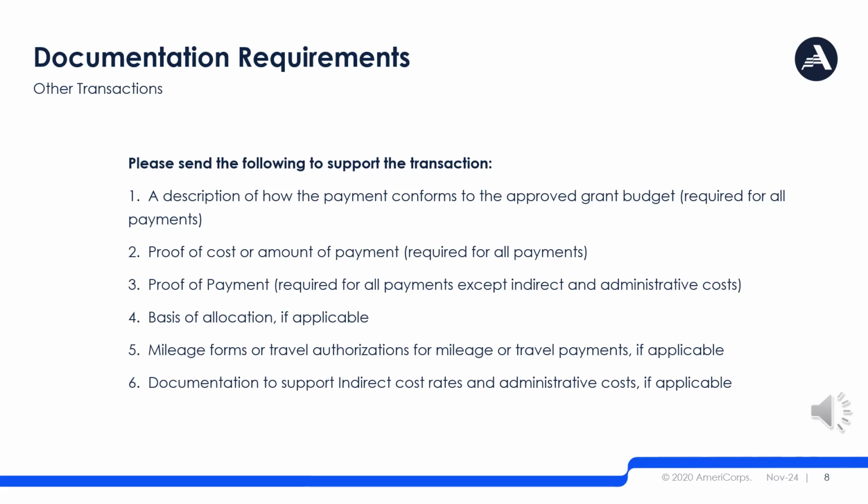To support other transaction types, we will need a description of how the cost conforms to the approved grant budget, proof of costs such as the receipt, contract, policy, or invoice for the expense, and proof of payment, which is required for all costs except indirect and administrative costs. You need to demonstrate the item purchased was paid for. This is generally done by providing a check stub, bank statement, or receipt of payment notice.